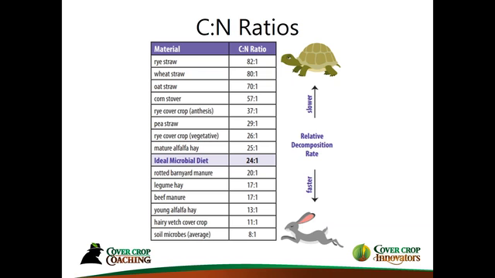And then you have our legumes, they're hairy vetch and peas and young alfalfa hay, and we can even assign carbon to nitrogen ratios to manure, and so forth. They're much lower ratio when it comes to that.